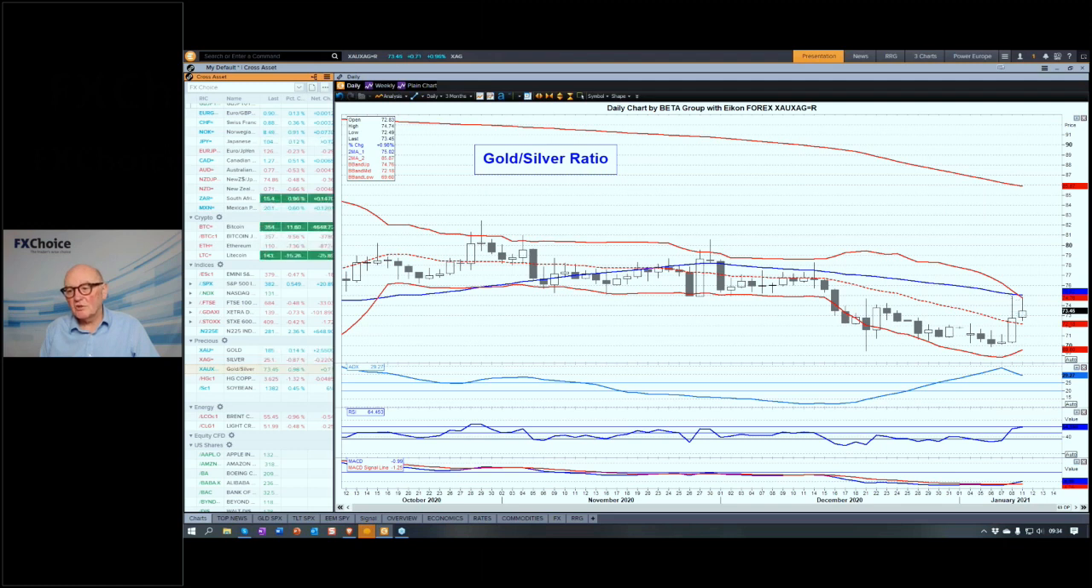But again, look at these shadows here. So this might be about to turn, and silver resume its dominance over gold again. That is the long-term structure of the market. The recent long-term structure of the market has been silver outperforming gold.